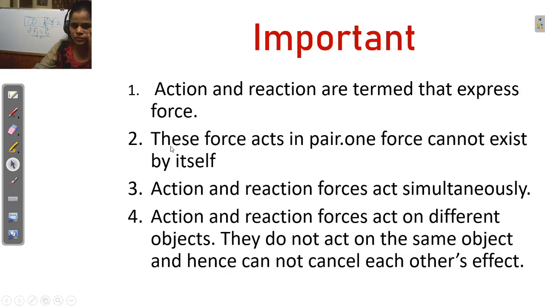And some important points here. Number 1, action and reaction are terms that express force. Here action and reaction are forces. Action force, reaction force. Understand? These forces act in pair. These two forces act in pair. One force cannot exist by itself. Third, action and reaction forces act simultaneously. Both act simultaneously. When the action force acts, at the same time the reaction force acts on the former object.